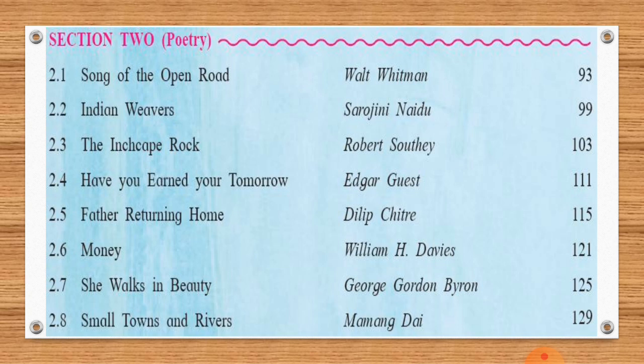Now let's move towards the title of the next poem. Our next poem is written by well-known Indian poet Mr. Dilip Chitre, and the title of this poem is Father Returning Home. With the help of this poem, the poet is describing his hard-working father, and at the same time, this poem is focusing on man's isolation from the man-made world.